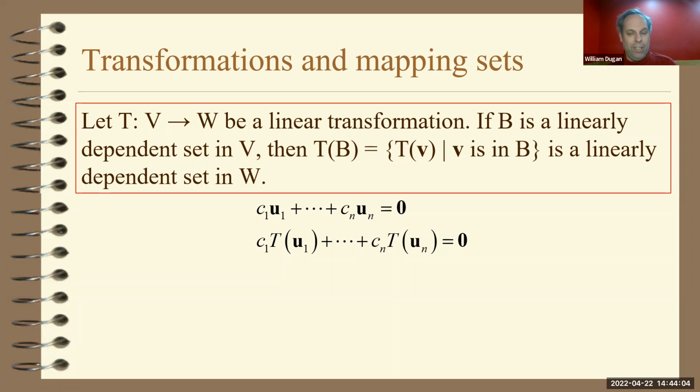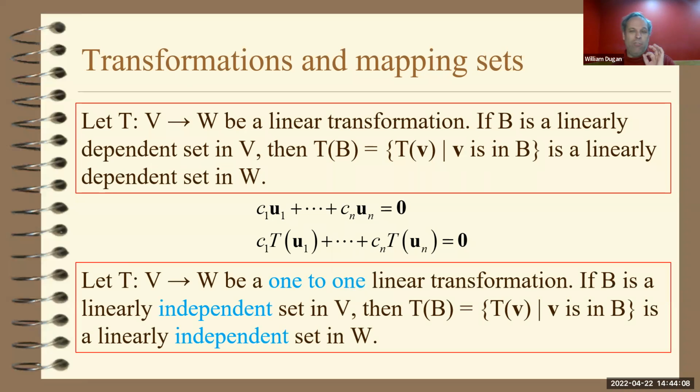But what we want is independence. So here's the exact same theorem, but I've changed it only a little bit, and I highlighted it in blue so you can see it. Again, let T be a linear transformation that goes from V to W, but this time insist that it's 1 to 1. Then if B is a linearly independent set, then when you apply the transformation to every single vector in B, it will also be a linearly independent set, but that'll be in W. That's a pretty important result. We need to see why.